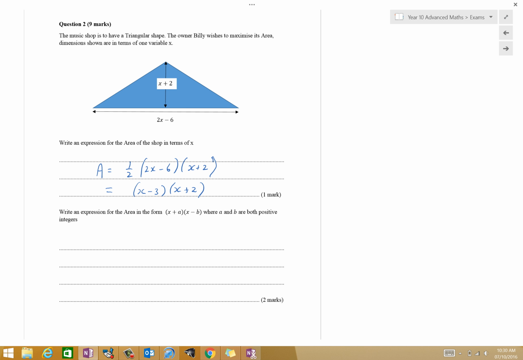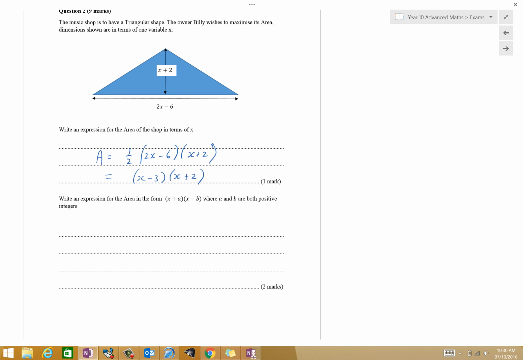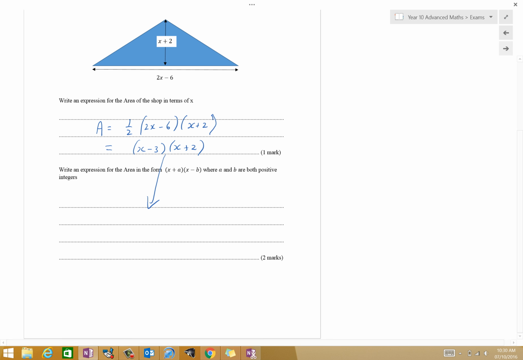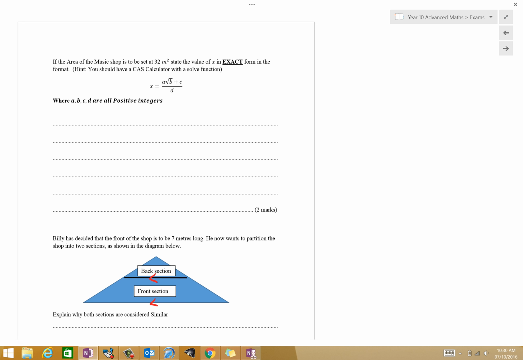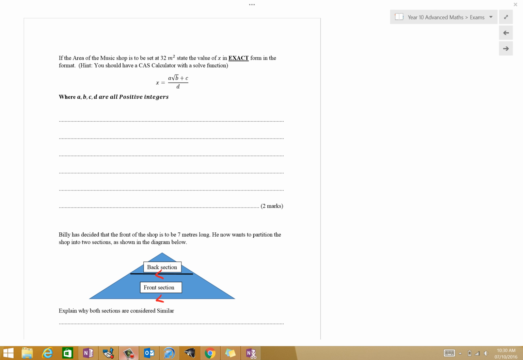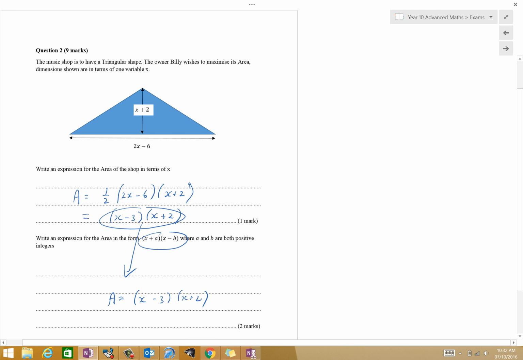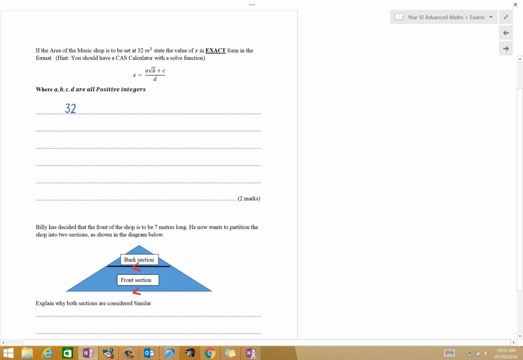Write an expression in terms of x plus a, x minus b, where a and b are both positive integers. Isn't that what we've just done? Yeah, so that's pretty straightforward. Why do you get 2 marks on it? Don't ask me why. Don't know. Guys, I want to finish this question off. So we've got 32 is equal to x minus 3, x plus 2.